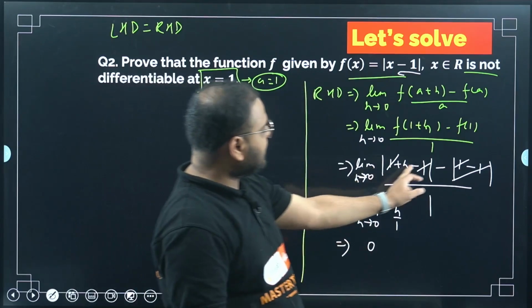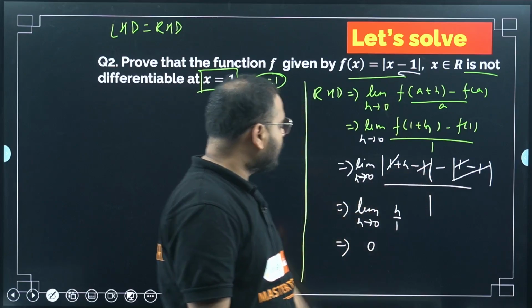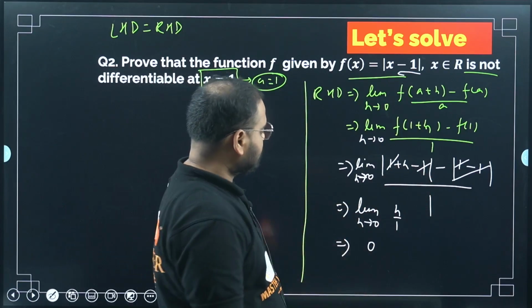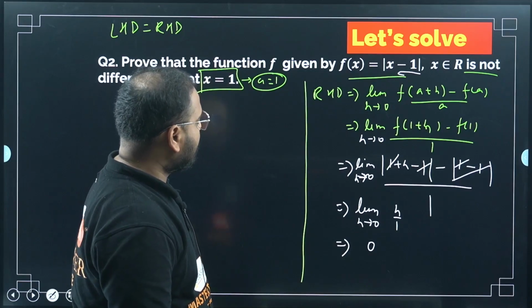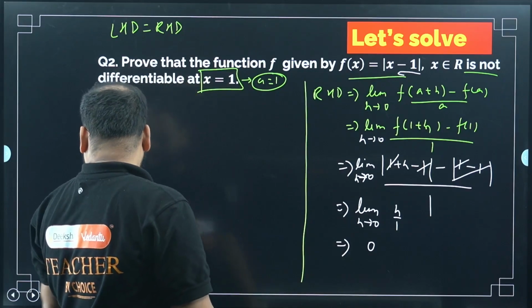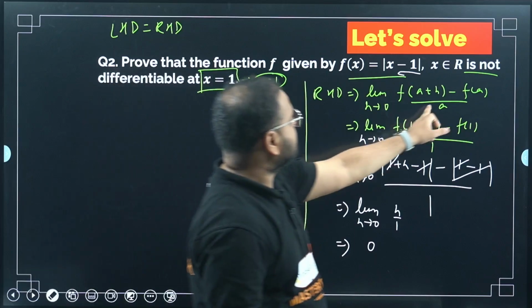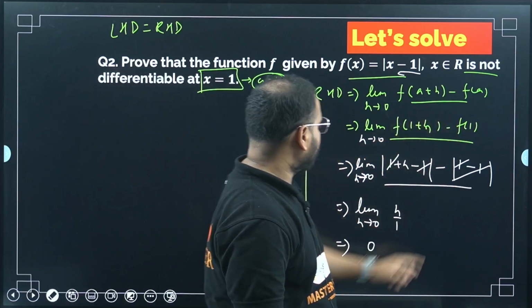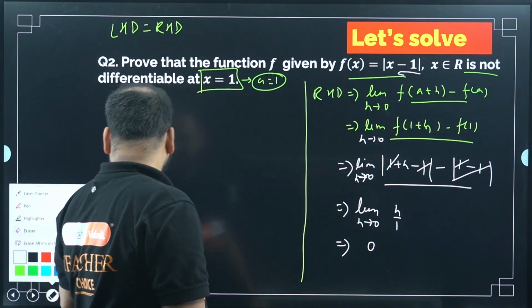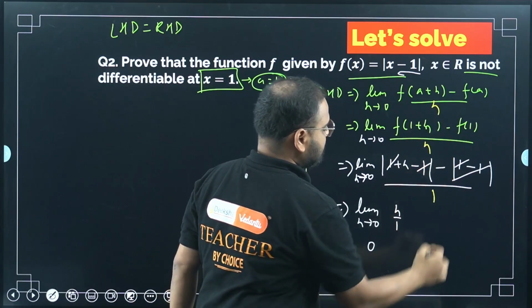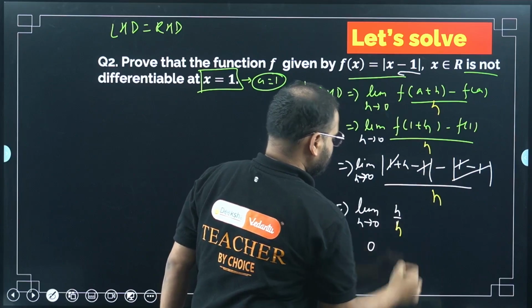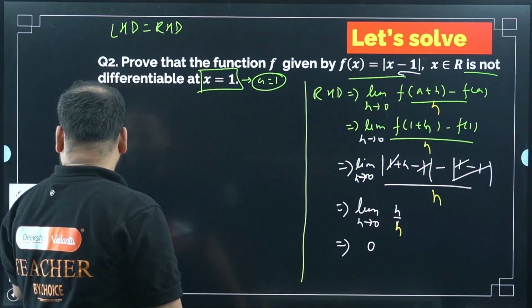Correct? 1 plus h minus 1. Answer is 0. Correct? Alright. Okay. There is a mistake, sir. This is not A. This is H, sir. I was thinking, this is H everywhere. Forgive me. This is H. Okay? So what's my answer?